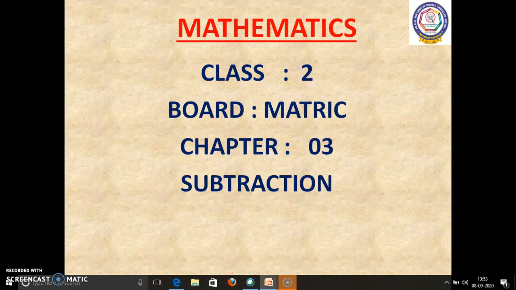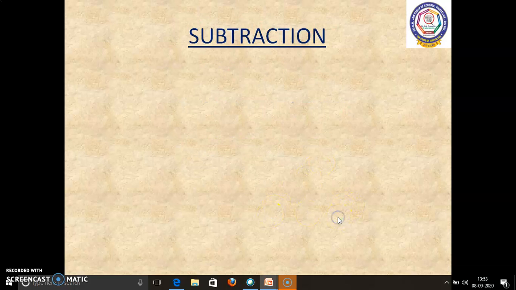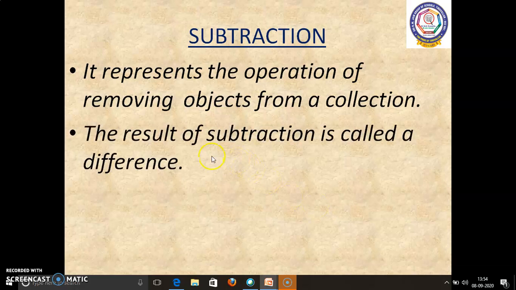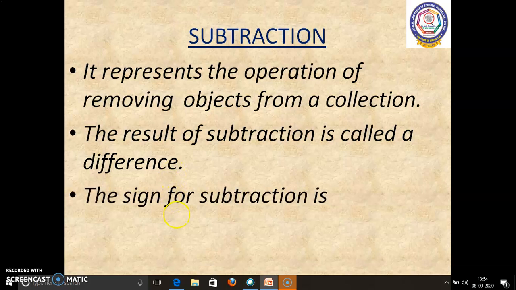Today in this class we are going to learn Class 2 Matriculation Mathematics Chapter 3, Subtraction. Subtraction represents the operation of removing objects from a collection. The result of subtraction is called a difference. The sign for subtraction is minus.